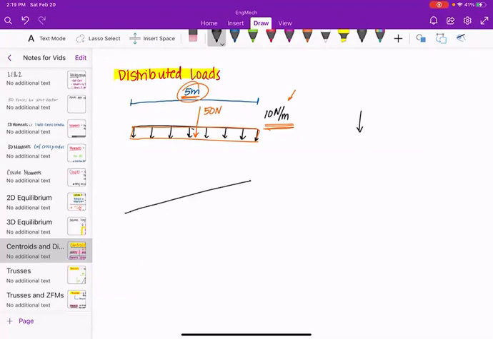Another common one is a triangular distributed load. If you have something like this, it's the same logic: a point load acting at the centroid of that shape. Here I'll say this is 10 newtons per meter acting over another span, which I'll call 6 meters just so the math looks nice. So it's 60 newtons, because I multiply this times this to get the magnitude of the point load. But where is it acting? It's acting at the centroid of this triangle.